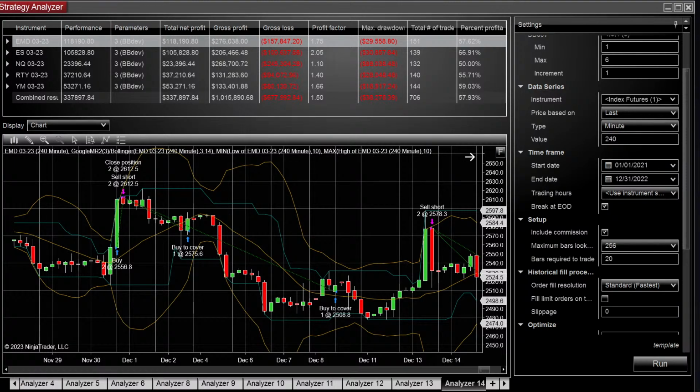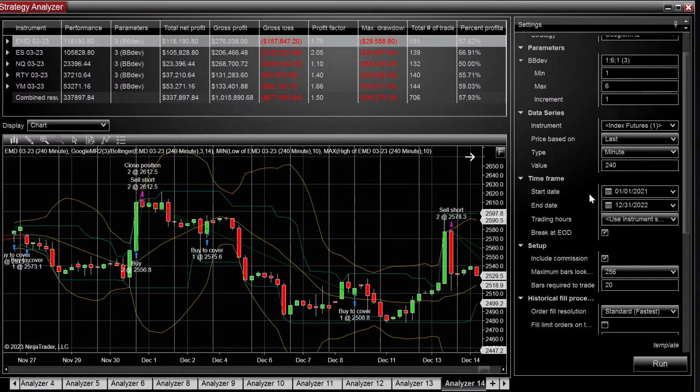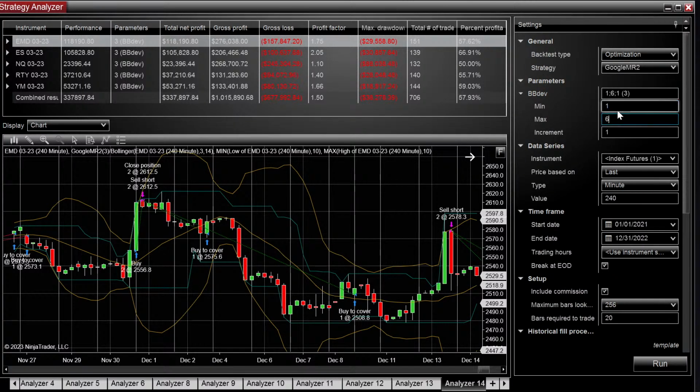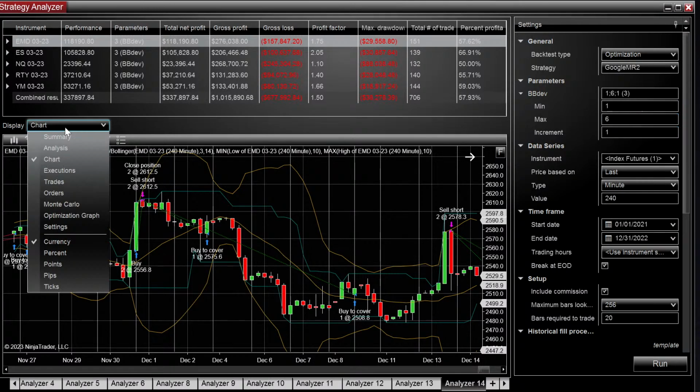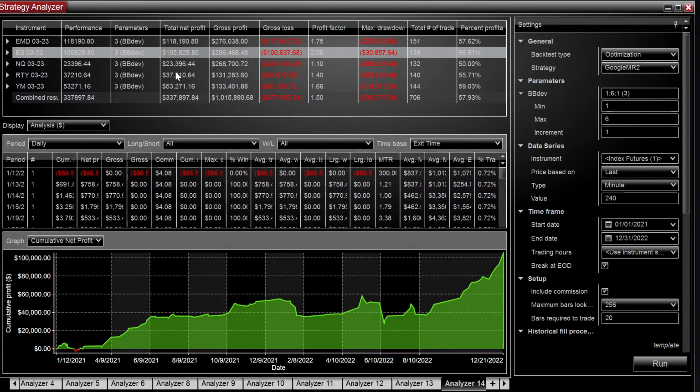On this, if you can see, we're optimizing for the best deviation. So it tested deviations 1 through 6, and 3 gave us the best result. This is actually pretty good results. Yeah, we have almost a 10-to-1 ratio. We can look at the equity curves right quick.